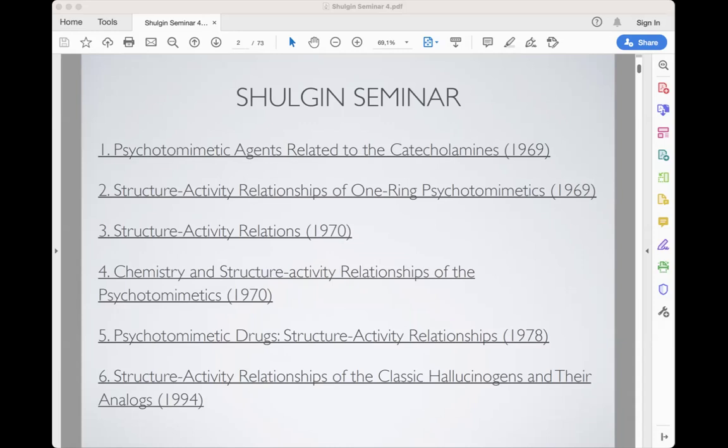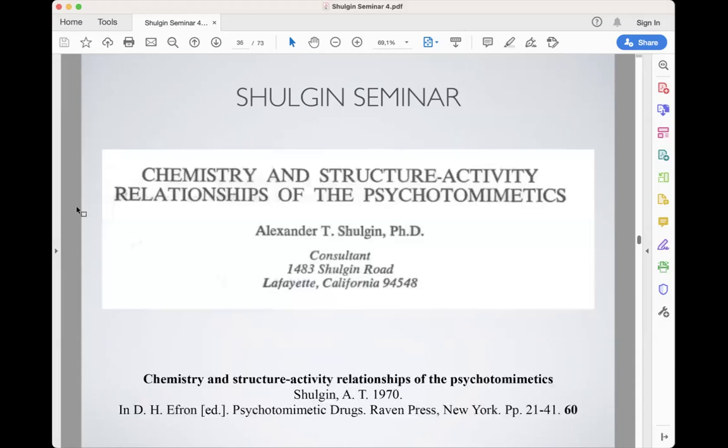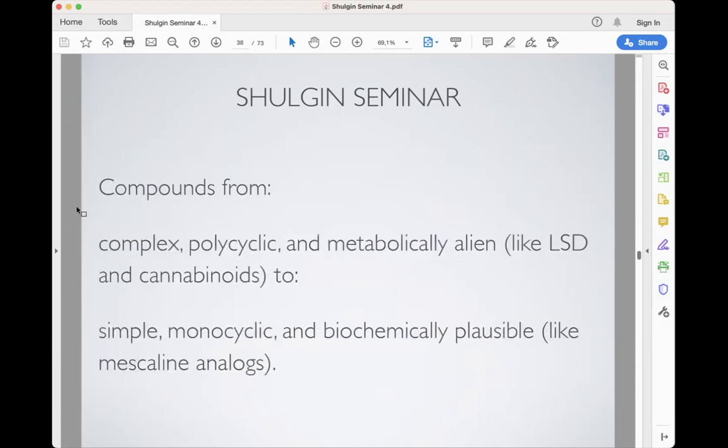And he admitted that in one of the articles, I think. Let me see. It's in the 1970 article on the slides, you can see it, Chemistry and Structure-Activity Relations of Psychotomimetics, Article 60 in Shulgin's enumeration.